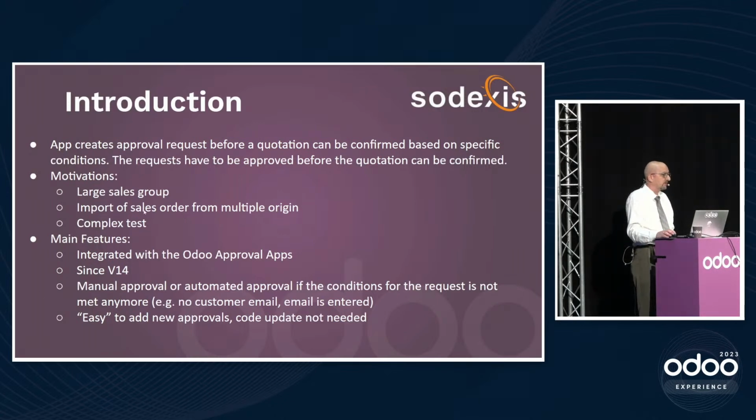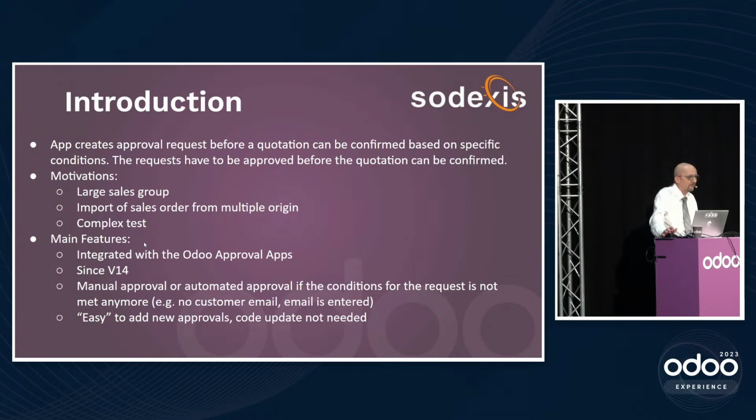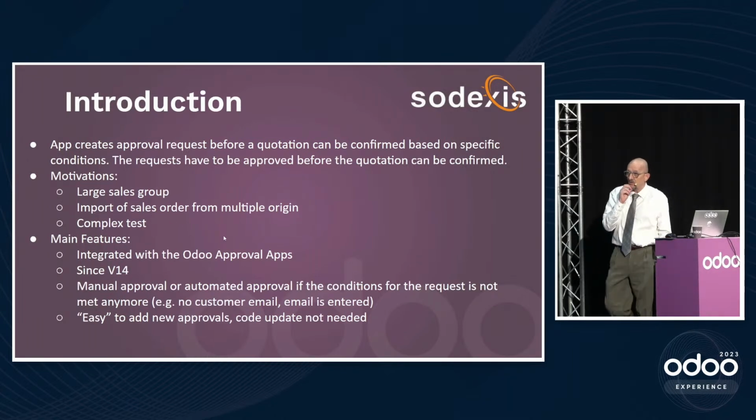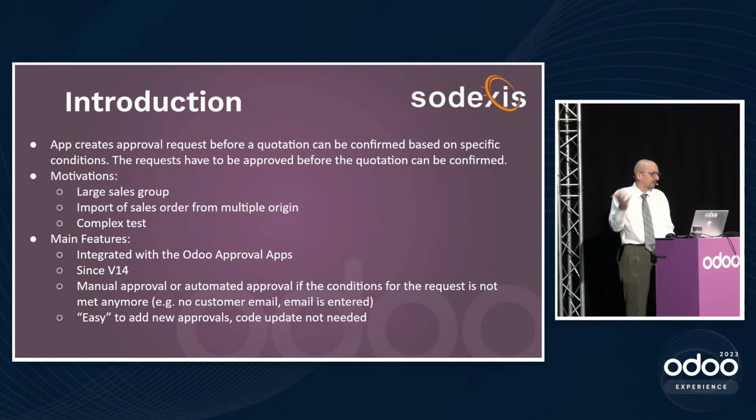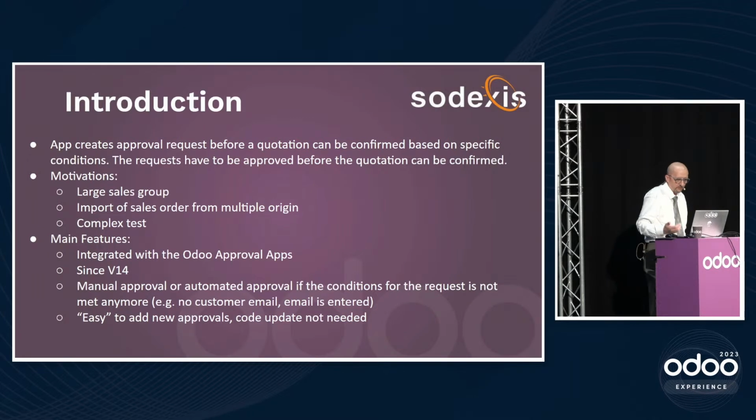And of course, sometimes you have some complex testing that the salesperson might not be able to do by themselves because it's too complex, or it would take them too much time. So the main feature is that it's integrated with the Odoo approval app. At the time we looked at this, I think Odoo had just come up with the approval app, and we thought it was the right idea to build something on top of that instead of trying to reinvent something from scratch, okay?